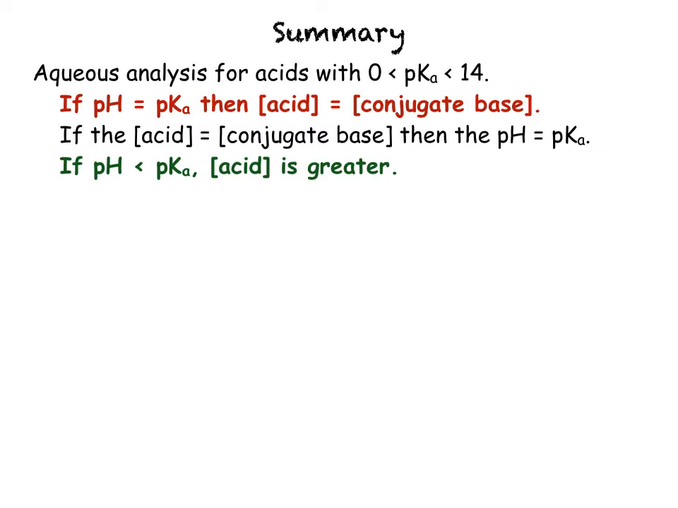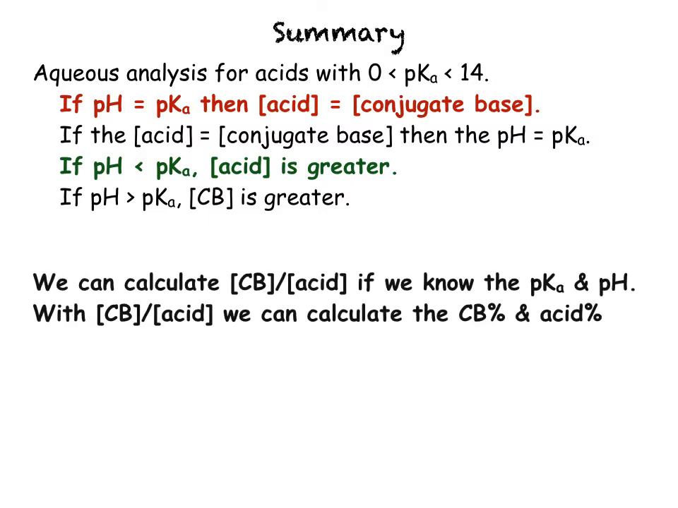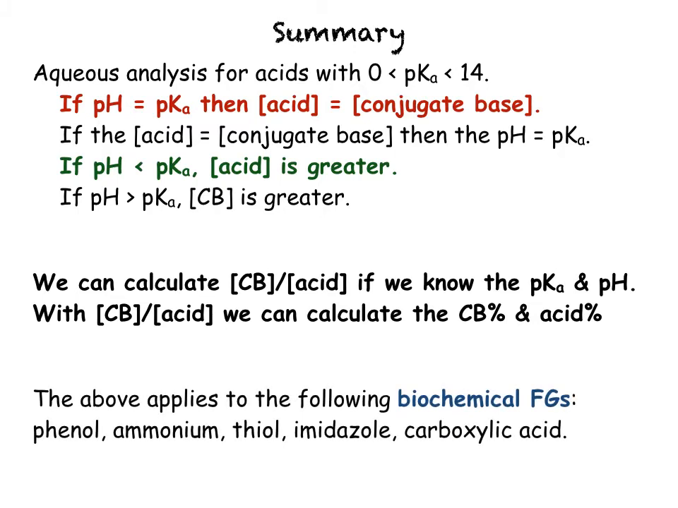And so if pH is less than pKa, the acid is greater. And so go back and look at the last expression. If you increase the amount of H3O plus, which is the same as decreasing the pH, then you're going to shift the equilibrium to the left, and the concentration of the acid is going to be greater. If pH is greater than pKa, the conjugate base is going to be in greater concentration than the acid is. We can calculate the ratio of acid to conjugate base if we know pKa and pH.